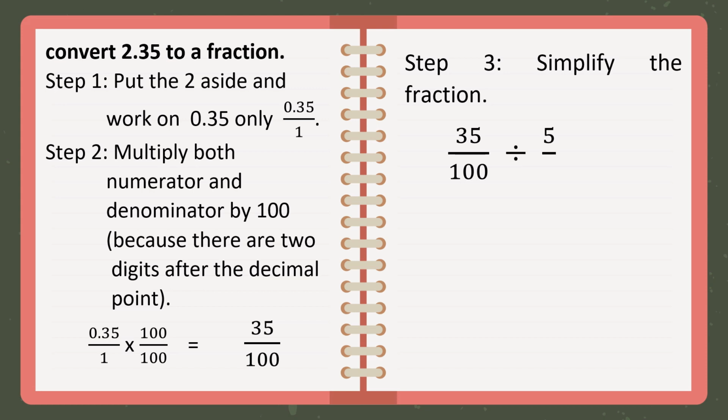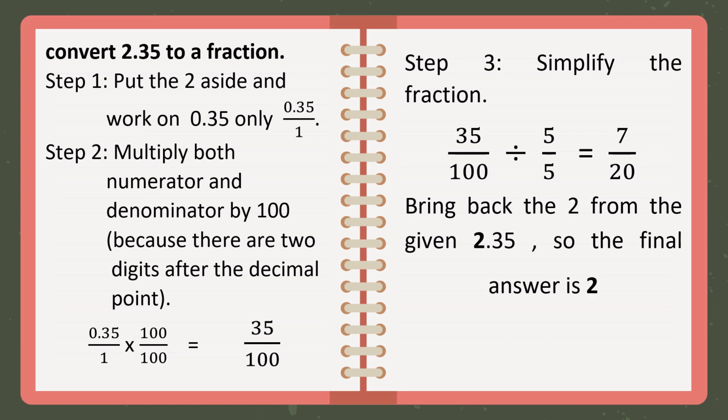Step 3. Simplify the fraction. Since our GCF is 5, we divide both numerator and denominator by 5. We have 35 divided by 5 is equal to 7. 100 divided by 5 is equal to 20. We bring back the 2 from the given 2.35, so the final answer is 2 and 7 over 20.